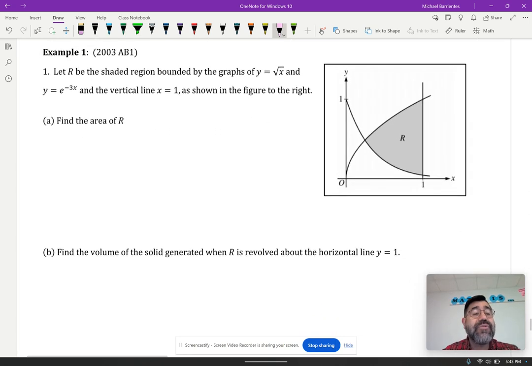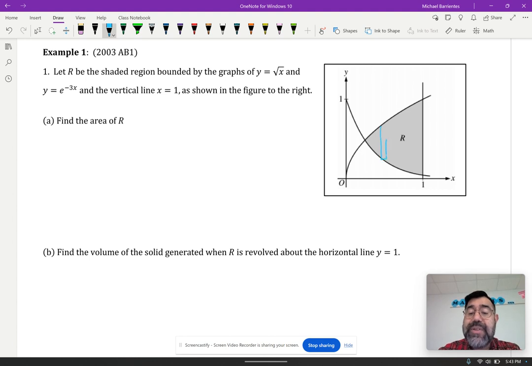So this is an actual exam question from 2003 from AB1. It says, let R be the shaded region bounded by the graphs of y equals square root of x, y equals e to the negative 3x, and the vertical line x equals 1. So they're showing me the region, they shaded it in. Find the area of R. Well, this is from a previous topic, right, where we need to find the area.